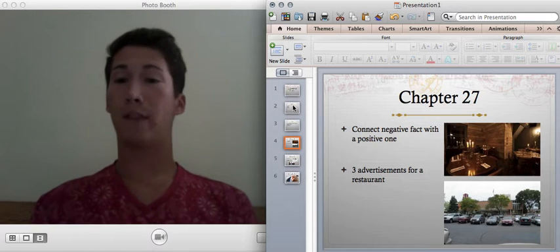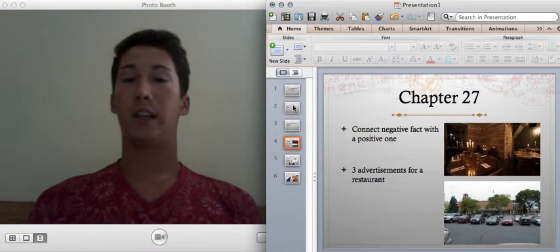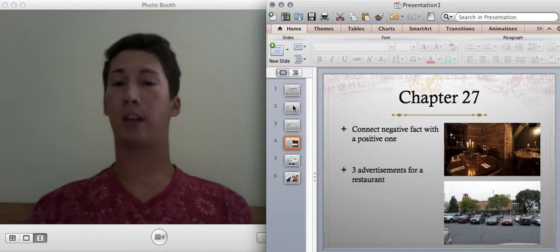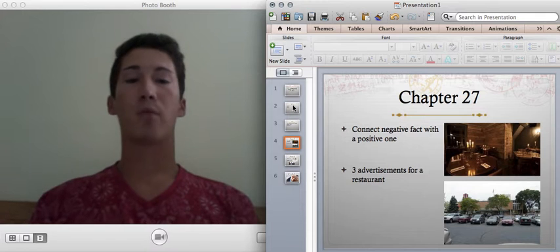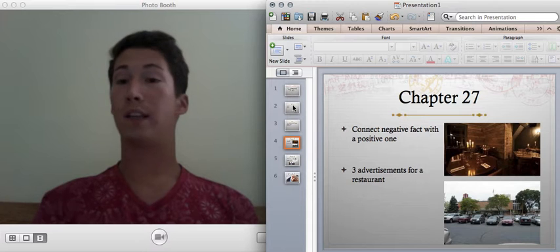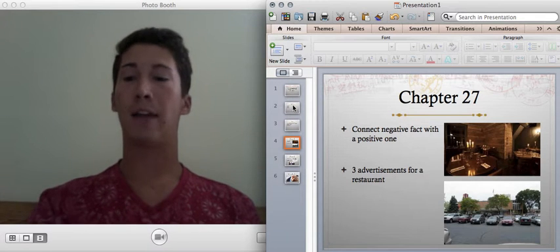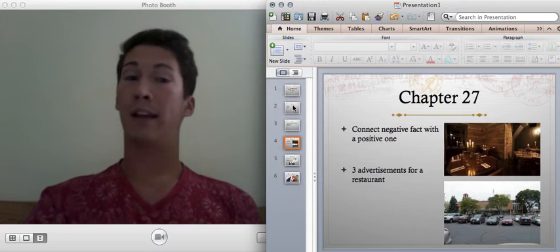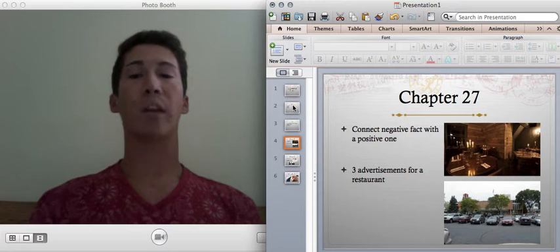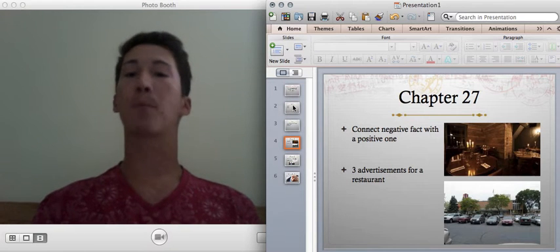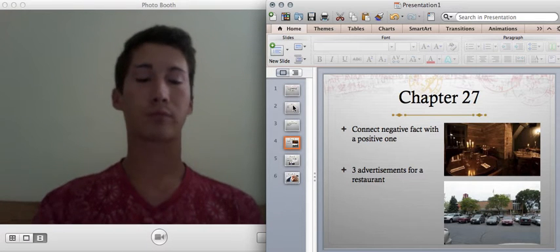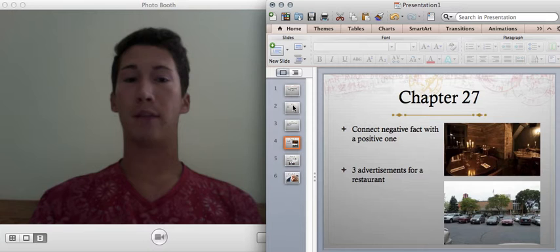What they found was that the customers linked the bad parking situation with the cozy environment of the restaurant. They think that because the restaurant is so cozy and welcoming on the inside, everyone wants to go there, and that's why there are no parking spaces outside. So it correlates the two together to where the negative doesn't seem so bad because of the positive. And that was chapter 27.